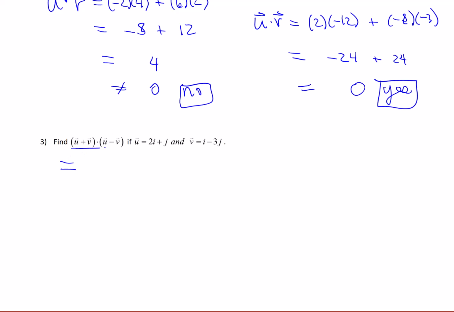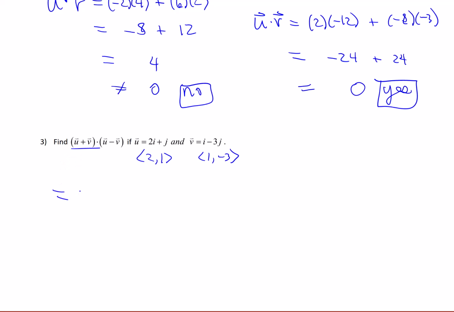Vector u plus vector v would be, and by the way, these vectors are given in ij form. We have vector u given as 2i plus j, and vector v given as i minus 3j. If you want to just look at the numbers in that ij form, or write out the components, which would be for vector u 2 comma 1, and for vector v 1 comma negative 3. Either way, you have to get at those numbers to use in these definitions.